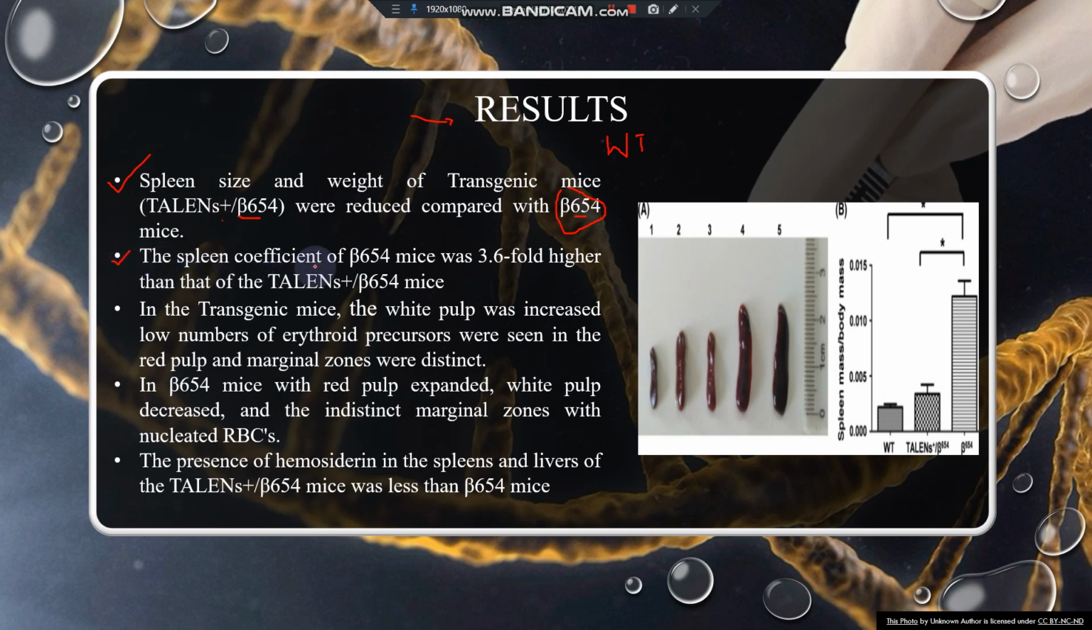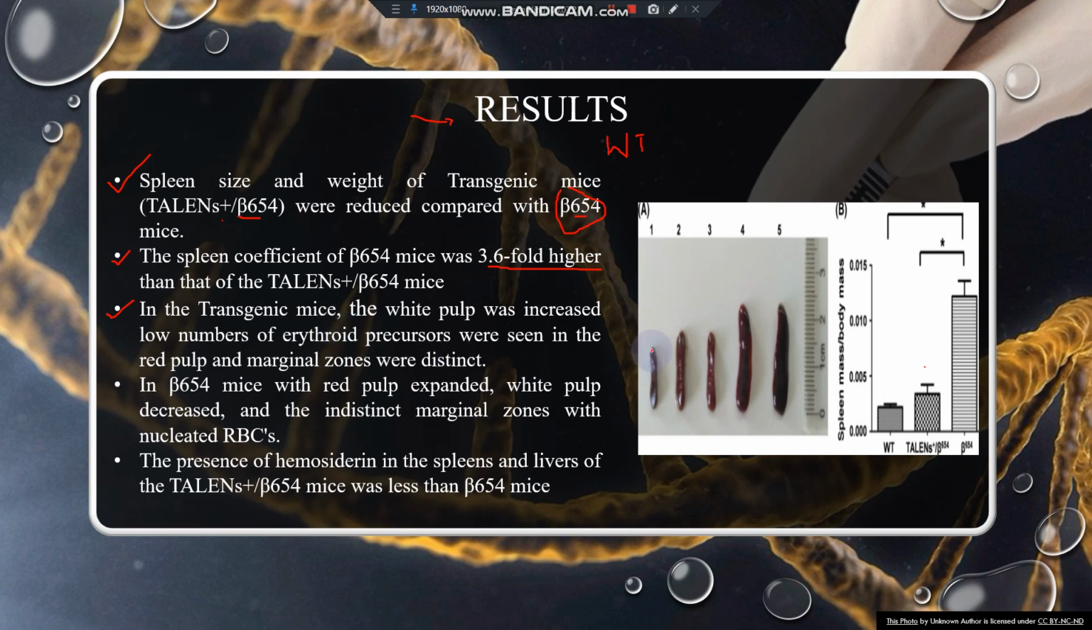The spleen coefficient of beta thalassemia mice was 3.6 fold higher than that of the transgenic mice that contain TALENs and beta thalassemia. You can see here in the figure that the beta thalassemia mice have a much higher spleen coefficient than the TALEN or transgenic mice. It is 3.6 fold higher, 3.64, than the transgenic one.